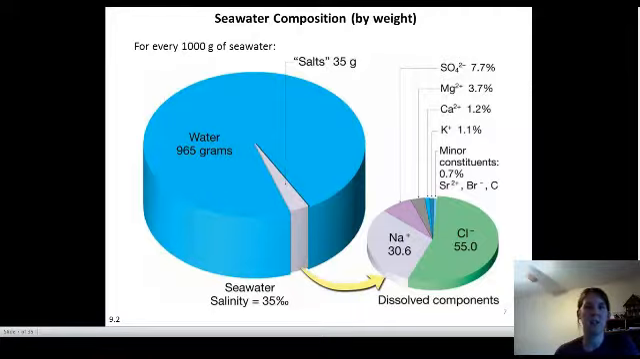In every 1,000 grams of seawater, 965 grams of that is water, and then 35 grams of that are salts. When we say salts, that's just all the dissolved components, right? So in that 35 grams of salts, about 7.5% of it is SO4. Excuse me, my mind just blanked on what SO4 is. 3.5% is magnesium, 1.2% is calcium, 1.1% is potassium, 30.5% is sodium, and 55% is chloride.